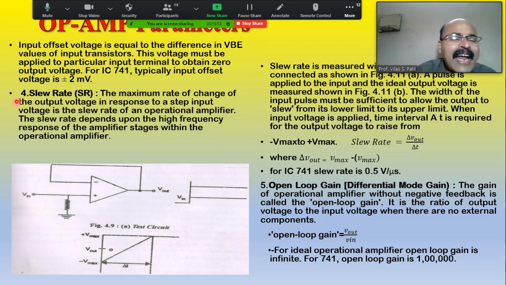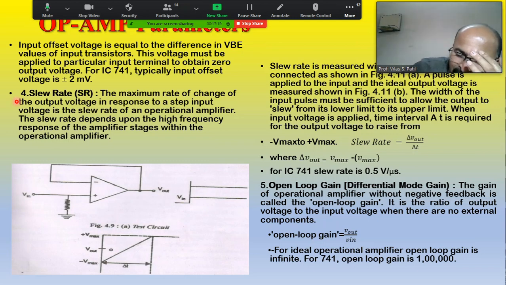And what is the slew rate? The maximum rate of change of the output voltage in response to a step input voltage is the slew rate of the operational amplifier. म्हणजे आपण with respect to t, in a small moment of time, what will be the change? What will be the increase in voltage? That will be known as the slew rate.